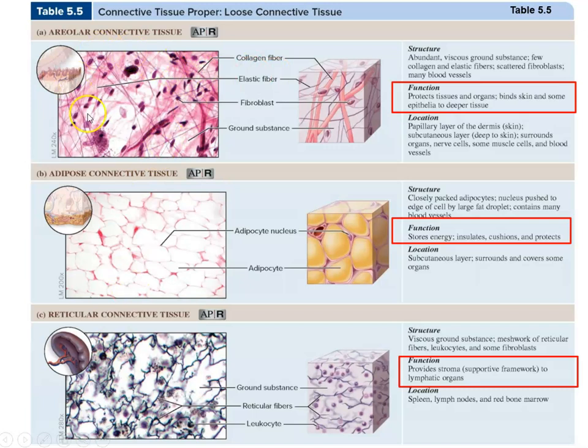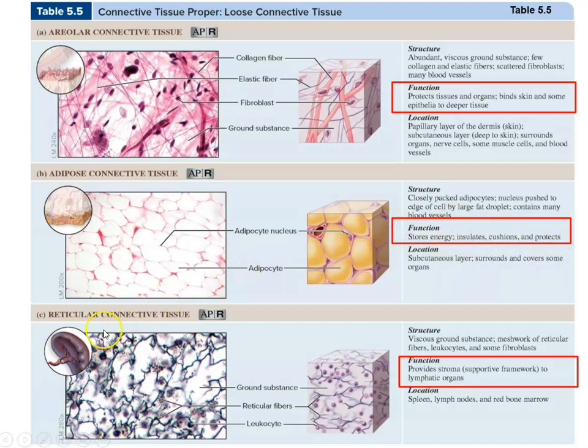So here's an example of what areolar connective tissue looks like. And you can see that its function is that it protects tissues and organs. It binds skin and some epithelia to deeper tissue. Then you have adipose connective tissue, and you can see the adipocytes here, large white globules. Its function is to store energy. It also insulates, cushions, and protects your body.